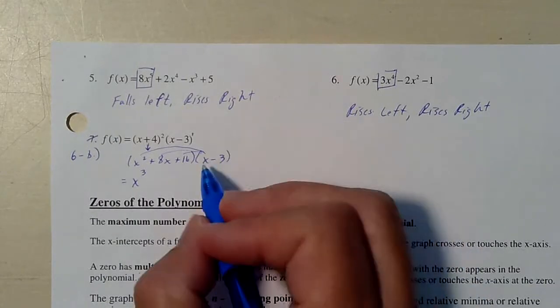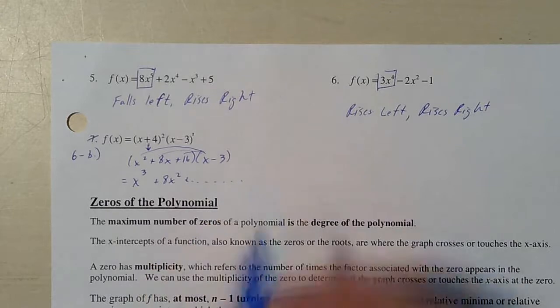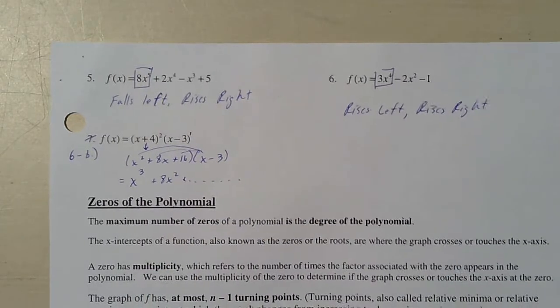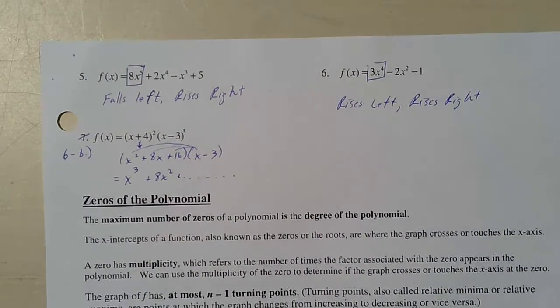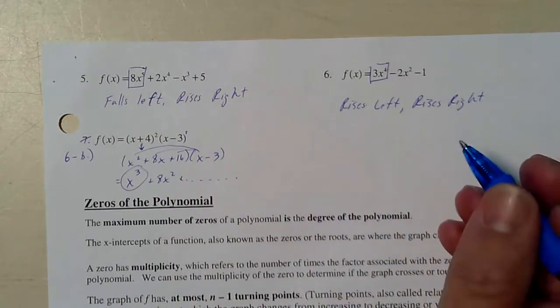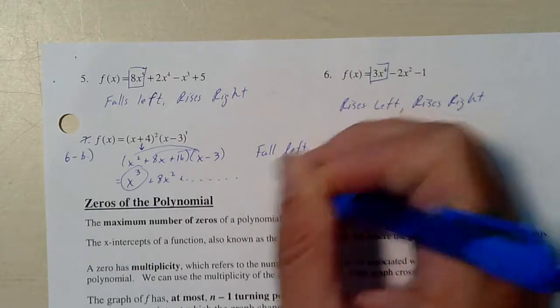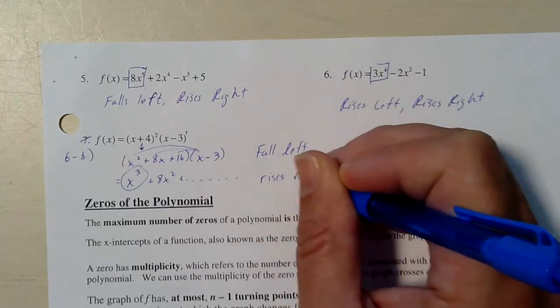That's going to be the largest term. I can keep going if you want me to, right? Plus 8x squared plus, all right, I have more terms. Sorry, I was interrupted there. All right, so we have the leading term. Like I said, we don't have to finish multiplying this out. x cubed is enough to make the determination that it's going to fall left and rise to the right, okay?